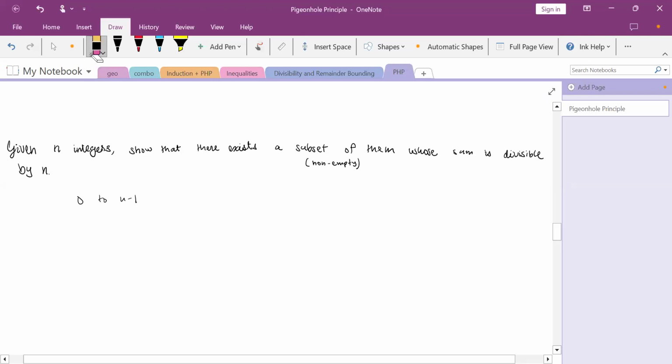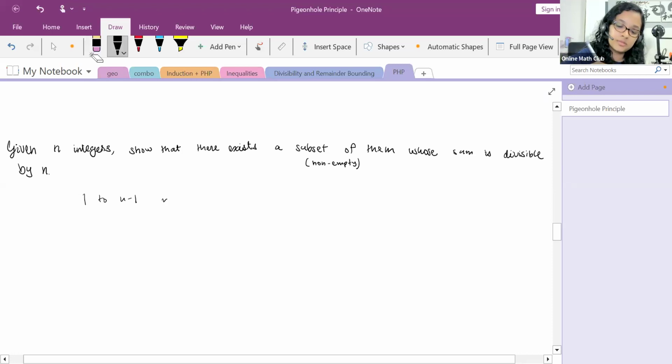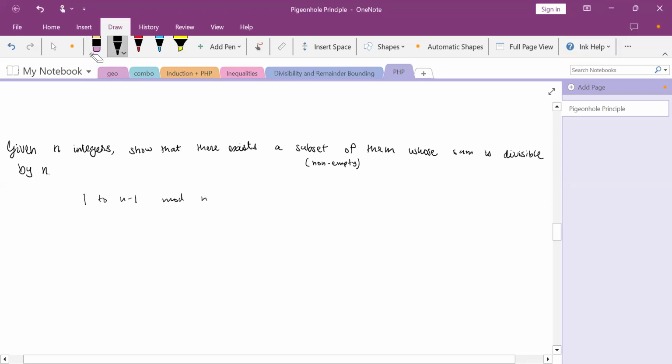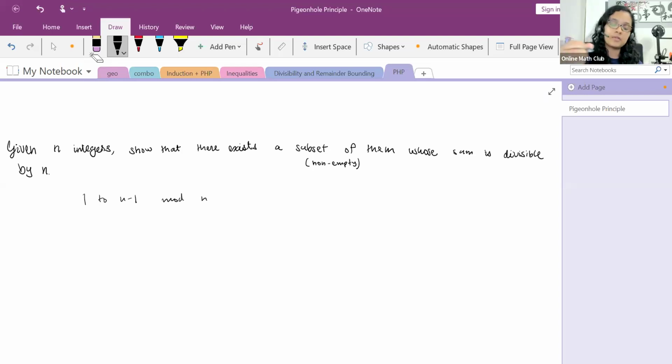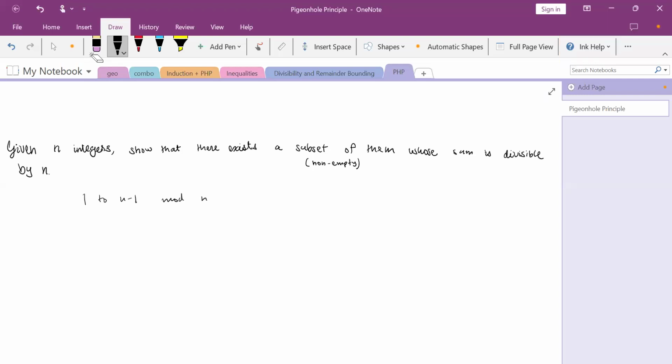The subset sums mod n could be 1 to n minus 1. Okay, yeah. And since there are n integers, we could name the sums s1, s2, up to sn. There will be all the possible sums, so any two of the sums would leave an equal remainder when divided by n, equal mod n.